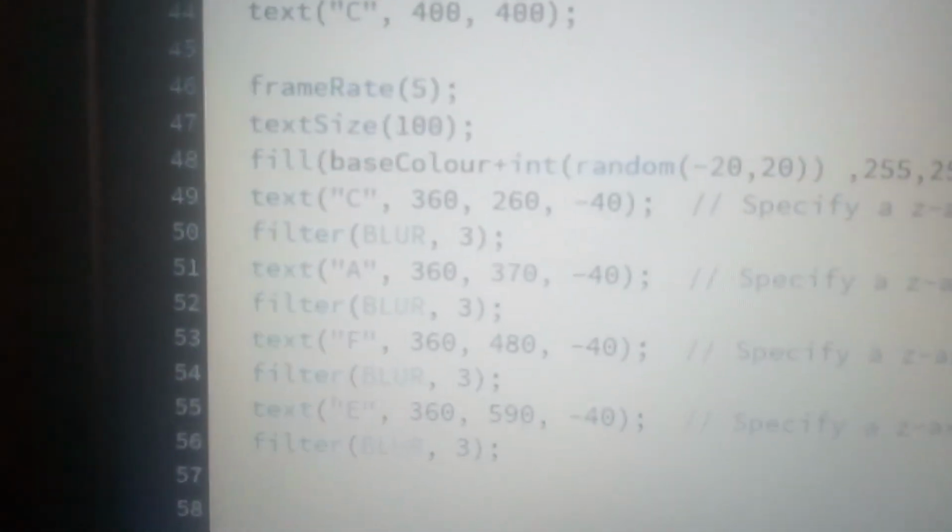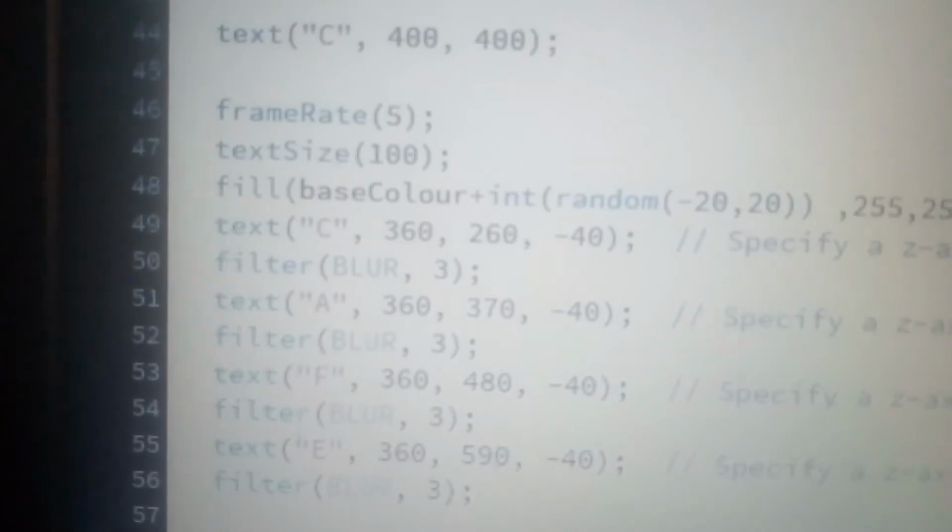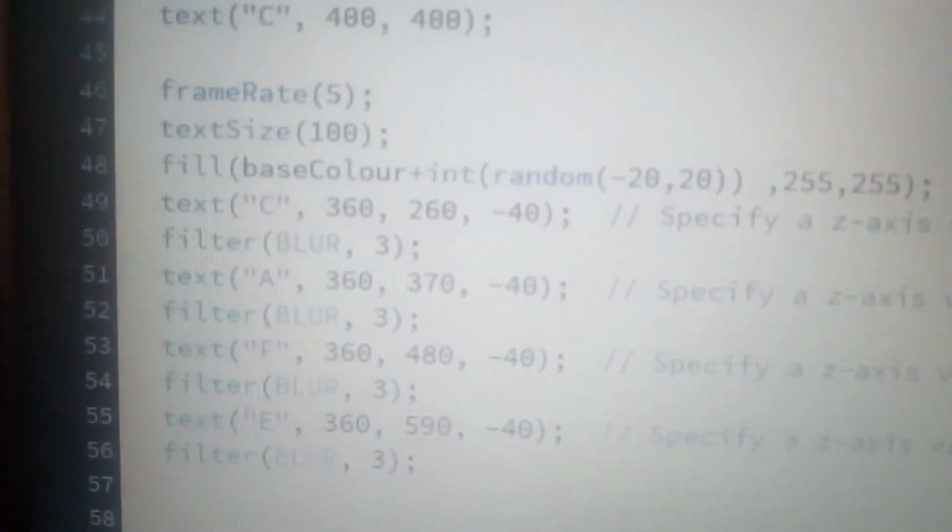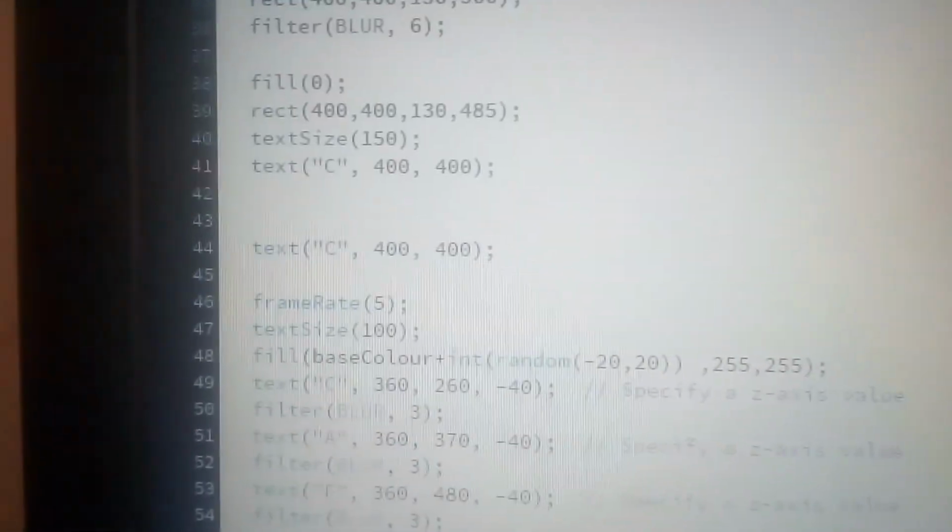And yeah, so I had to do quite a lot of research on processing forums. For example, I had to look up how to add text to the code, and I spent about half an hour playing around with that to get that to work and putting in place.